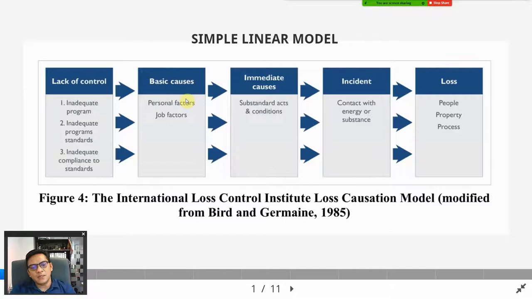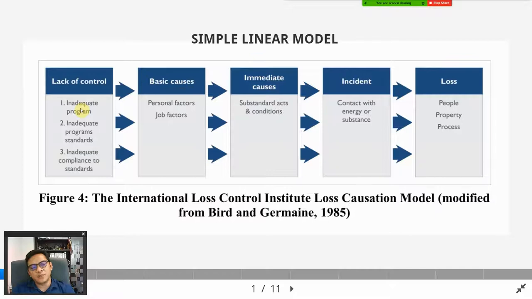And why did this happen? Why do the personal factors exist? Why do the job factors exist? Coming back to the left, the last box here is lack of control. Lack of control. For example, there is no program to oversee the behavior of people or workers, to oversee the condition of the workers. There are no programs to oversee the job design, for example.